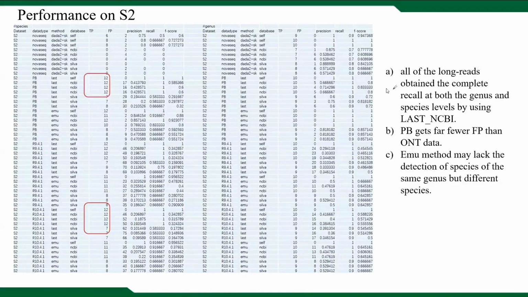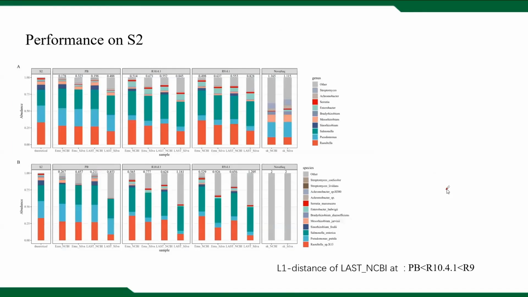Among the expected species in sample S2, all of the long-read platforms obtained complete recall at both the genus and species level by using LAST with NCBI. PacBio gets far fewer false positives than Nanopore data. Then, the emu method may lack the detection of species of the same genus but different species. The performance of PacBio data is better than R10 data.